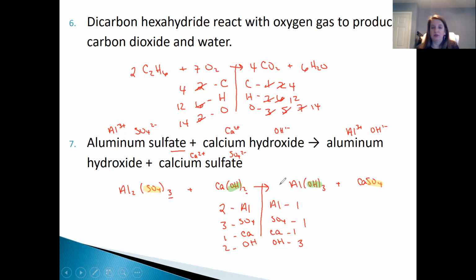I've got to get 2 aluminums on this side, so I'm going to put a 2 here. That gives me 2 aluminums. How many hydroxides do I have? I've got 6 hydroxides. I'm going to go ahead and balance those calciums.